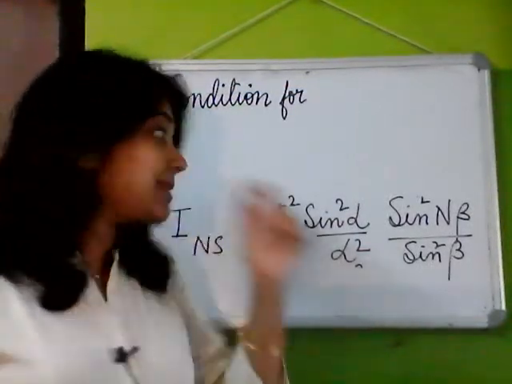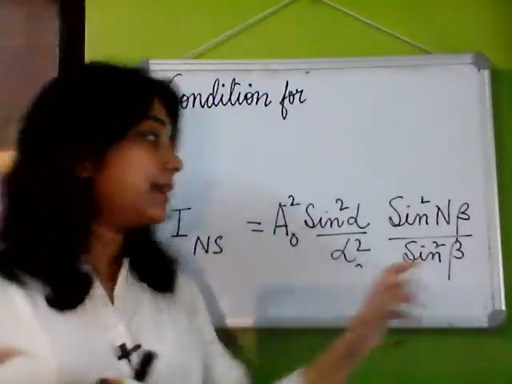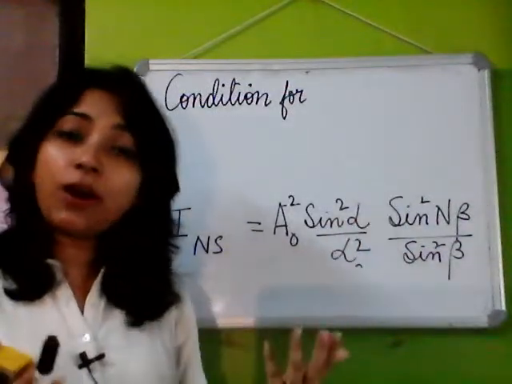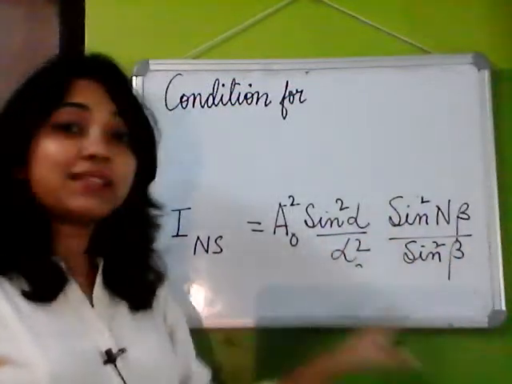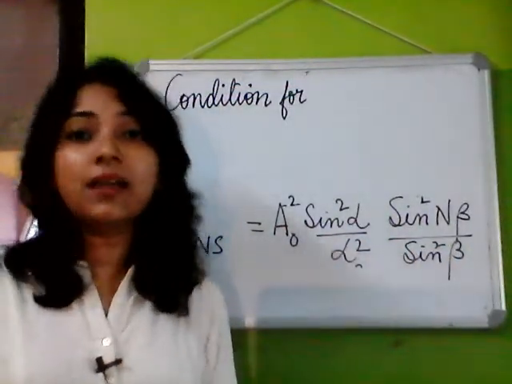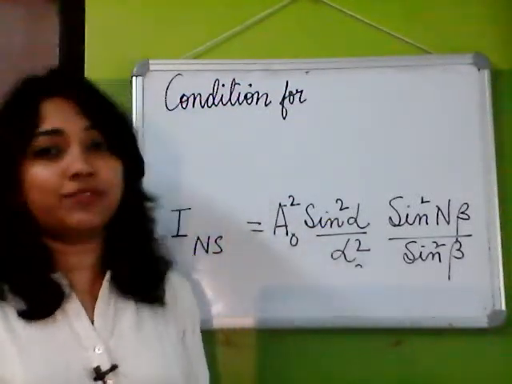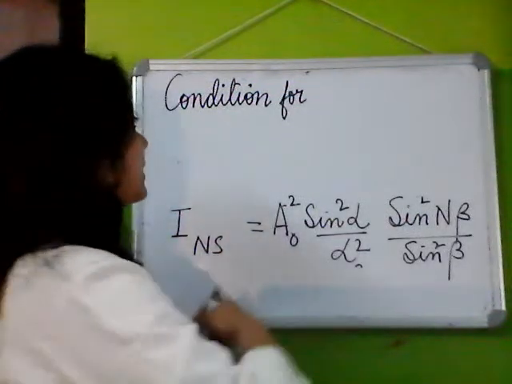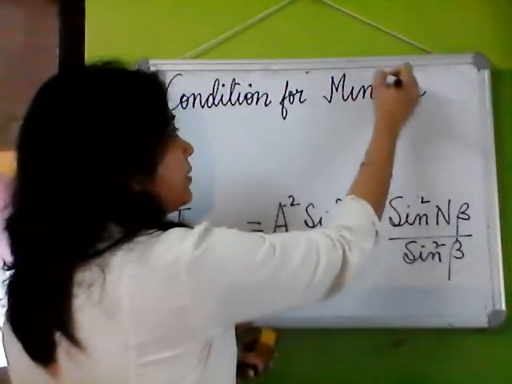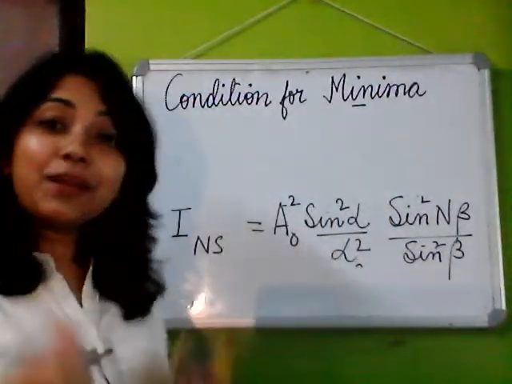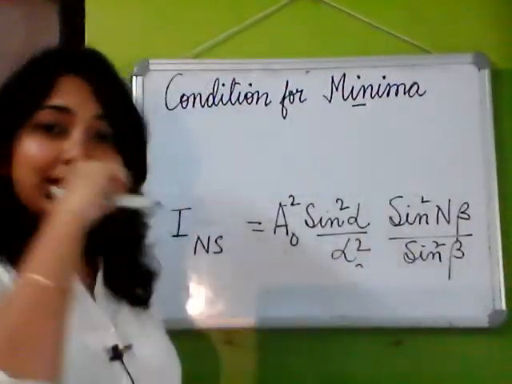All right, so it is not the sine square alpha by alpha square term which is more powerful in this case; rather it is this term which is more powerful. Hence, for calculating the maxima and minima for n slits, it is this sine square n beta by sine square beta term that is considered and given more importance. It is actually coming from observation. All right, so today when we are finding out the condition for minima, once again, where are we going to put our interest? We are going to put our interest again on this sine square n beta by sine square beta.